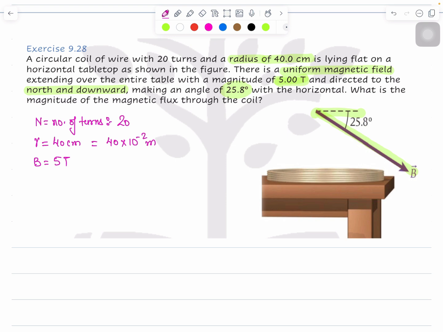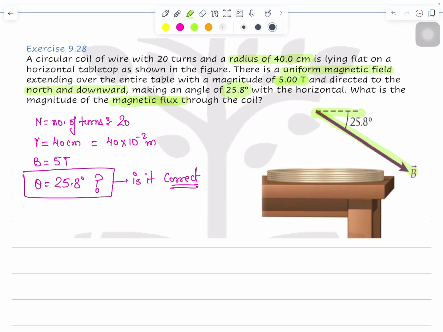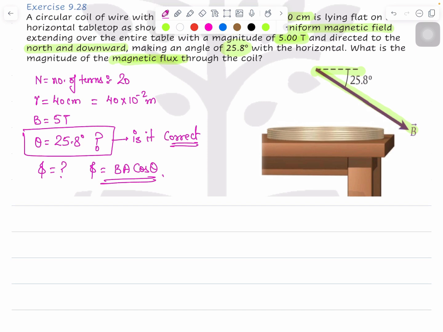So guys, just tell me, is your theta equal to 25.8 degree? Yes or no? This is the most challenging thing. Is it correct? I'll tell you a short form to solve, with the horizontal. What is the magnitude of magnetic flux? So what are we looking for? We are looking for flux. Clear? So flux is very easy now. We know the formula of flux, B A cos of theta. Yes or no? The first thing, guys, you need to understand is that the angle is given between.